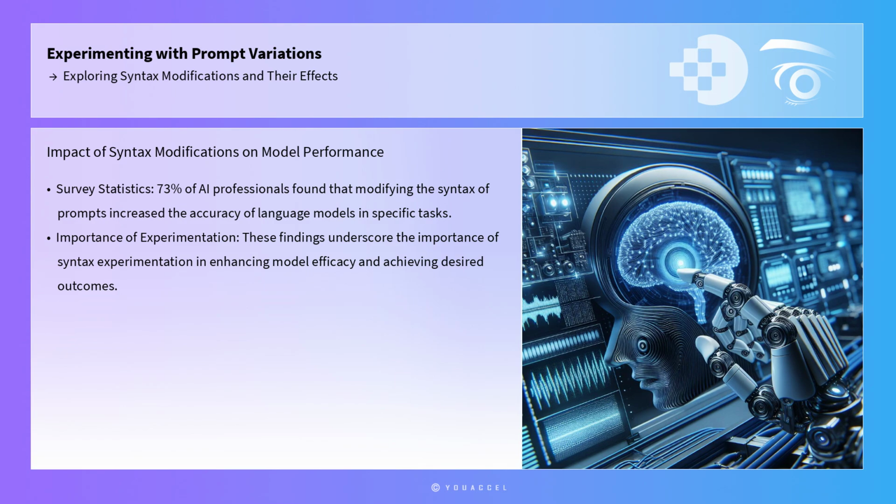Statistics from a recent survey highlight the impact of syntax modifications on model performance. In a study published in the Journal of Artificial Intelligence Research, it was reported that 73% of AI professionals found that modifying the syntax of prompts increased the accuracy of language models in specific tasks. These findings underscore the importance of syntax experimentation in enhancing model efficacy and achieving desired outcomes.